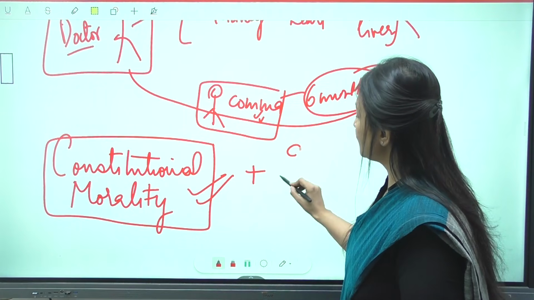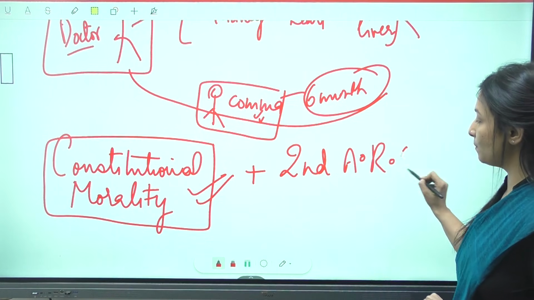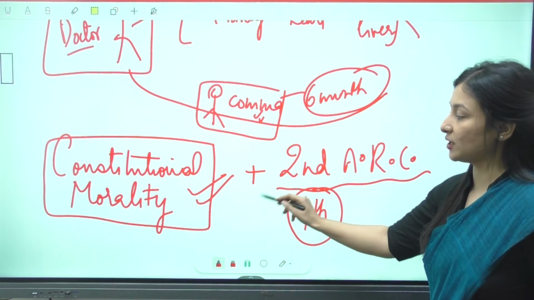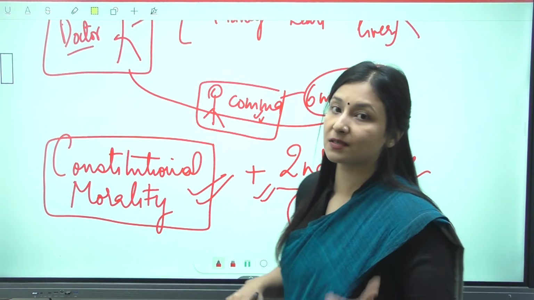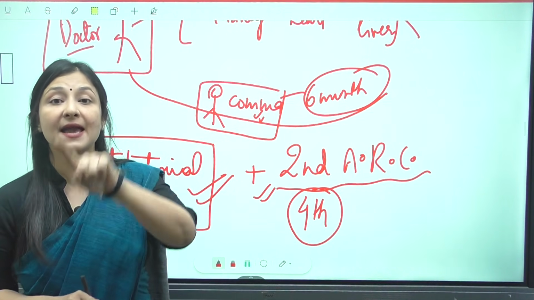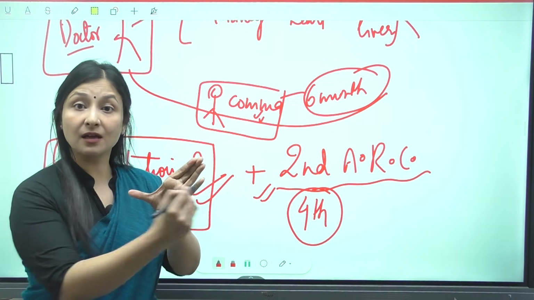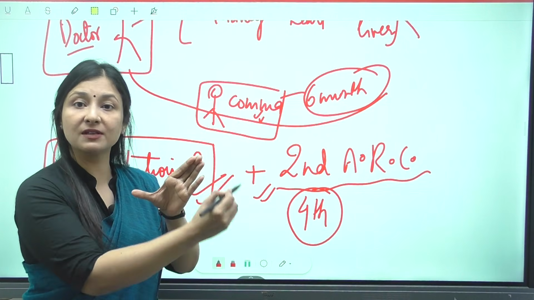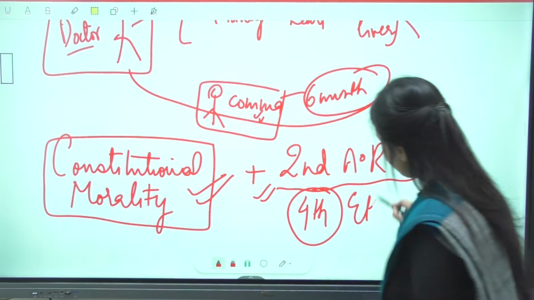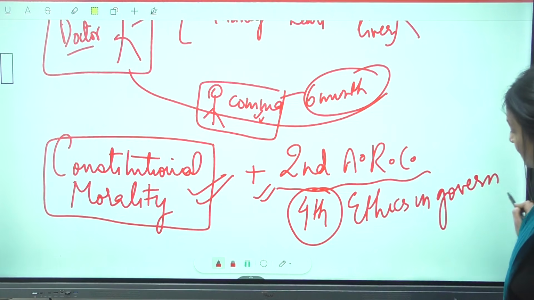Second thing over here, please supplement the answer by the Second Administrative Reforms Commission's 4th report, Ethics in Governance. Many students, they do not do that. This is not a layman common paper on ethics. This is ethics, integrity and aptitude, where in governance you are writing a paper of civil services. So you need to supplement it, whatever the document has mentioned.